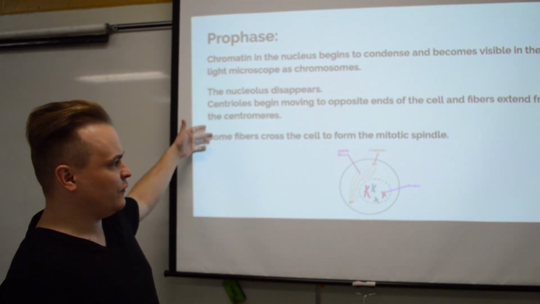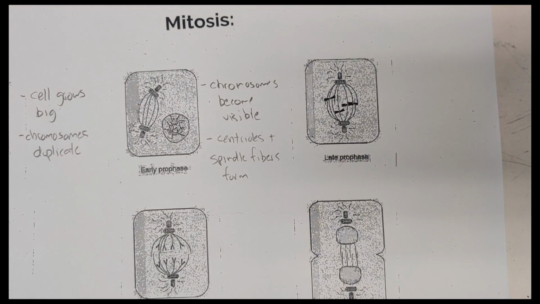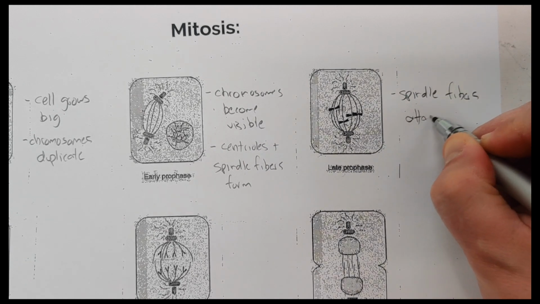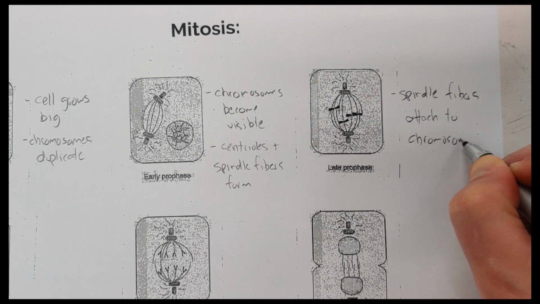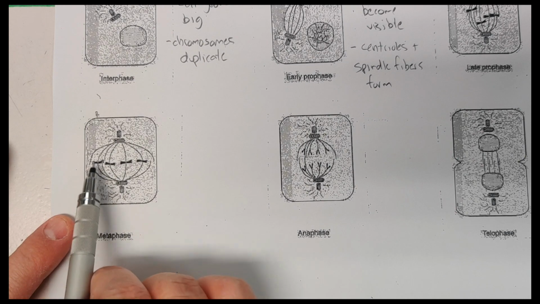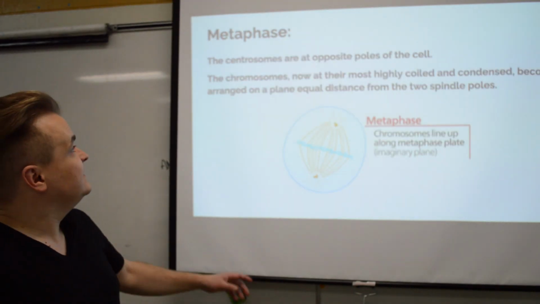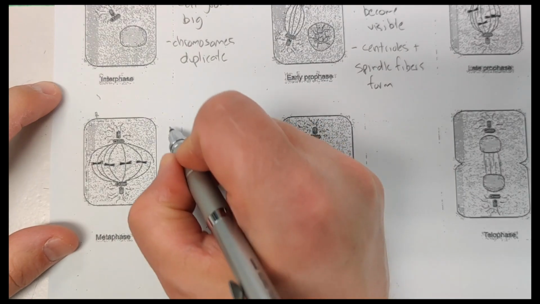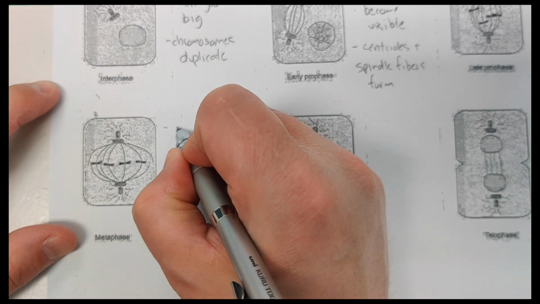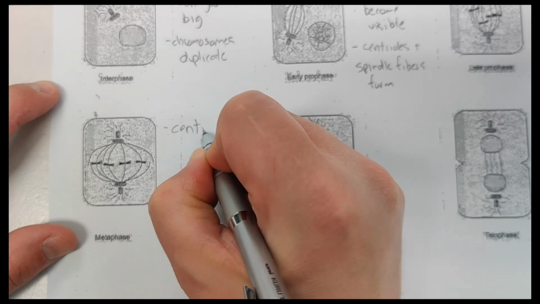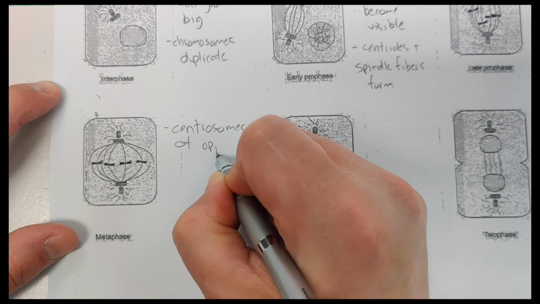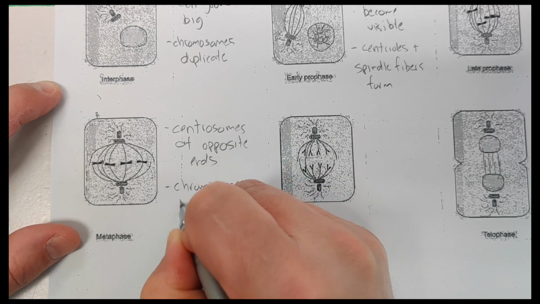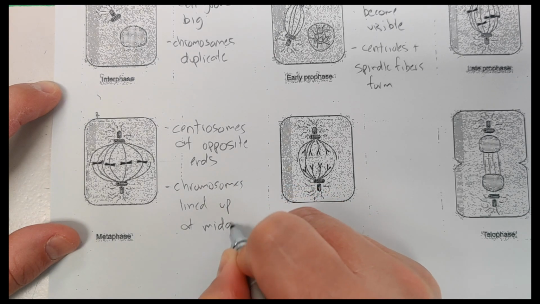Now, some fibers cross the cell to form the mitotic spindle. All right, so I would say here, spindle fibers attach to chromosomes. Okay, which brings us to metaphase, and it's going to have something to do with everything being at the middle. So let's go to metaphase. The centrosomes are at opposite ends of the cell. The chromosomes are now condensed, become arranged in the middle of the cell, basically, right? So I would say centrosomes at opposite ends, and chromosomes lined up at middle. Cool.